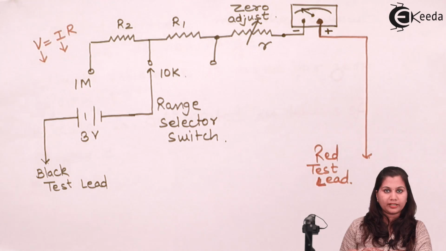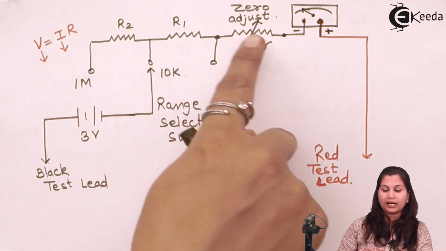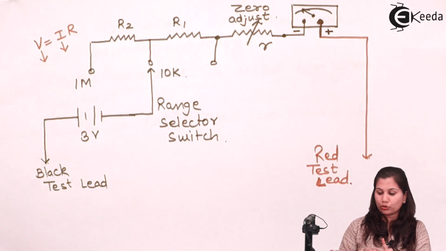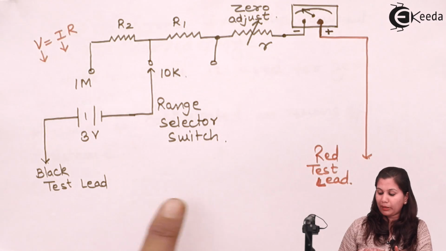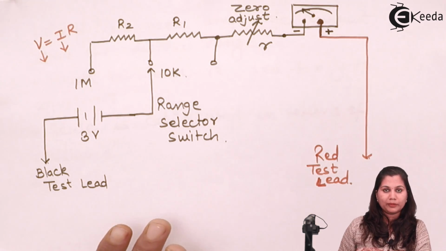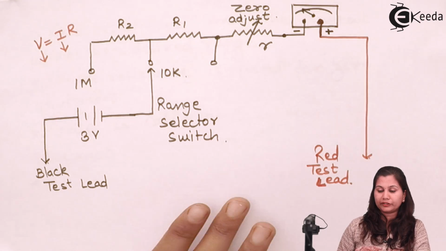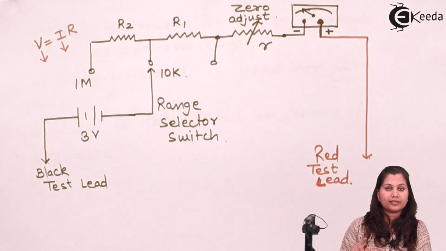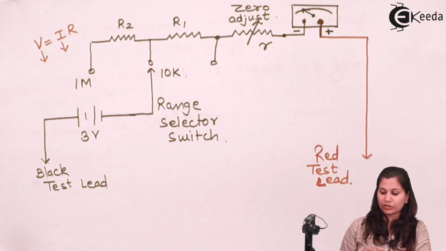Test leads are short circuited with each other, and then current is measured, and this resistance is varied, so that here the value of current is zero. It means that for the black and the red test leads, the lead resistance is negligible. Okay, it is zero.